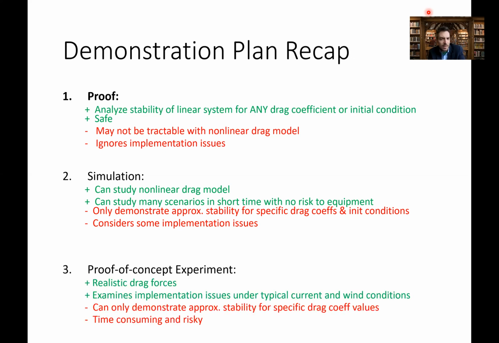And then finally, I talked about the proof of concept experiment. We're going to construct the USV, and the real benefit of that is it's the most realistic scenario. There's realistic drag forces, there's wind, there's current. So it's very realistic. The drawbacks of that are there's certain things I can't control. I can't actually control what the current is on a given day or what the wind is on a given day. So there's some risk, both in terms of time, but also in terms of anytime you take electronics out into the maritime environment, there's risks there. So those three pieces fit together and they complement each other in some nice ways.